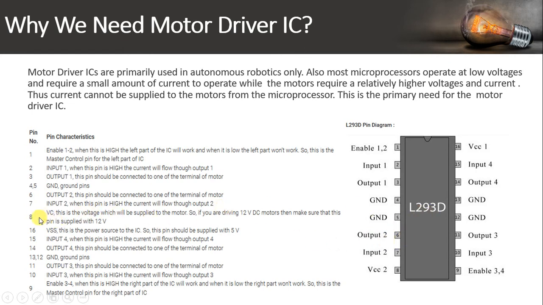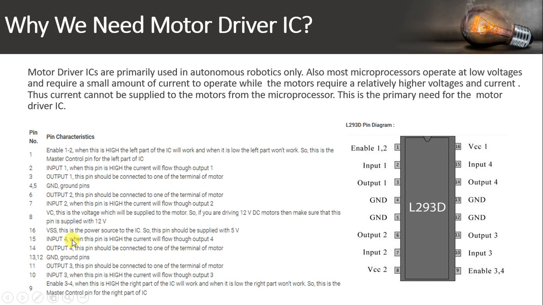Pin 8 is the supply which is given to the motor. So if we are operating a 12 volt DC motor, then we need to give 12 volts on pin number 8. Pin number 16 is denoted as VSS. This is the supply to the motor driver IC. As the IC operates on 5 volts, we need to give this 5 volts on pin number 16.